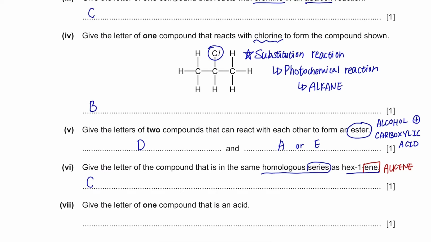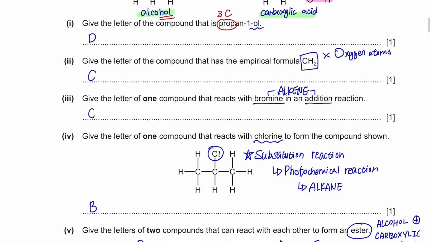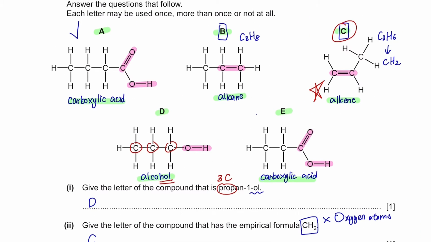Give the letter of one compound that is an acid. Well, you can just tell it from the name. Carboxylic acids end with acid at the end of their names. So the answer is either A or E.